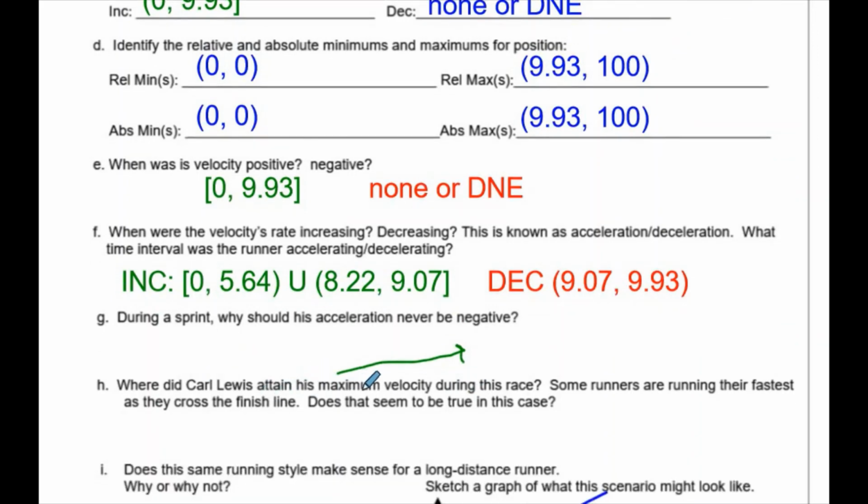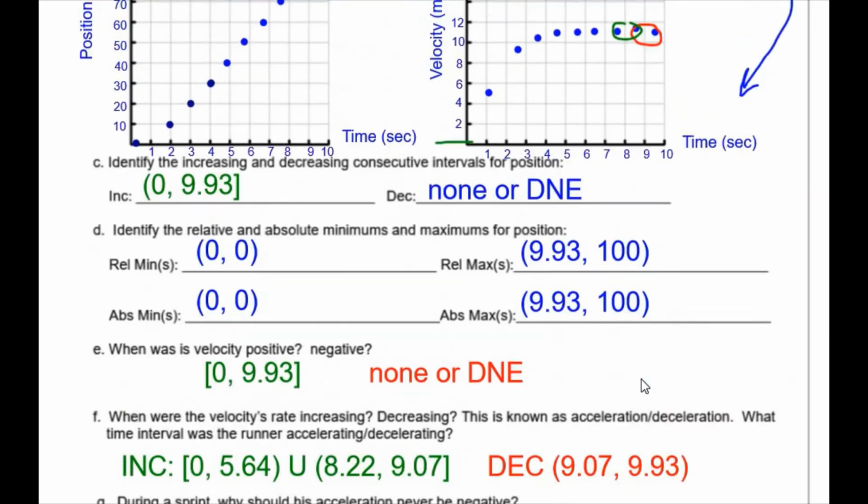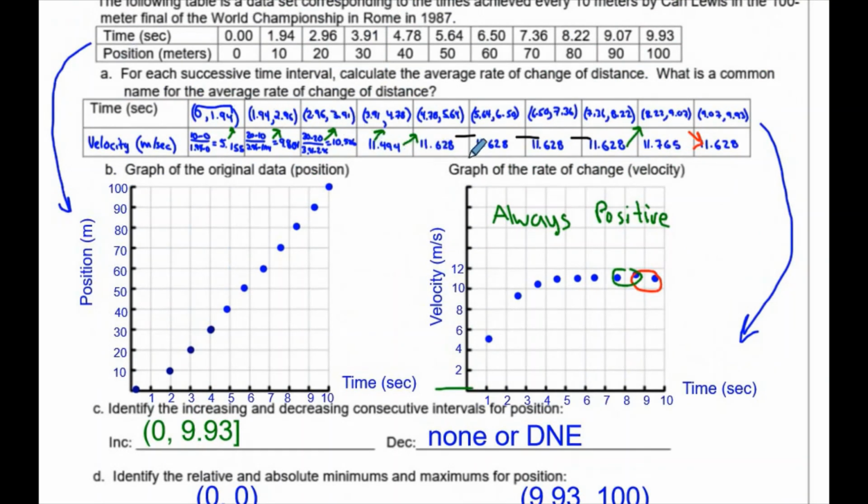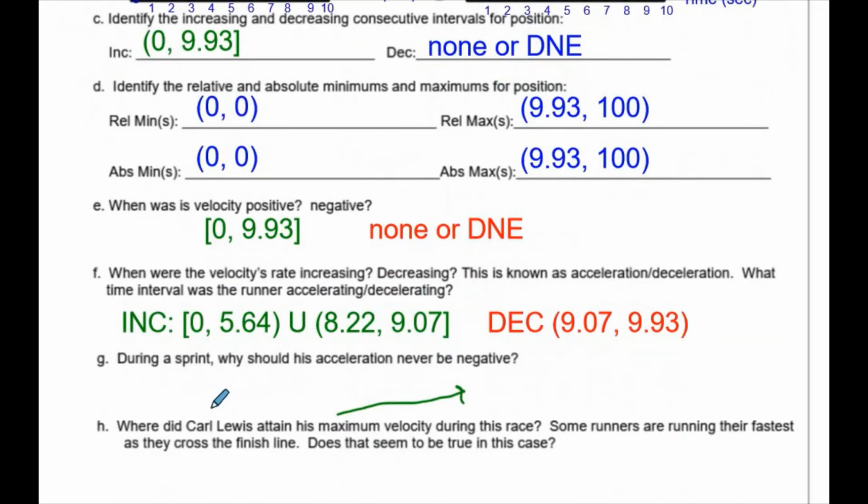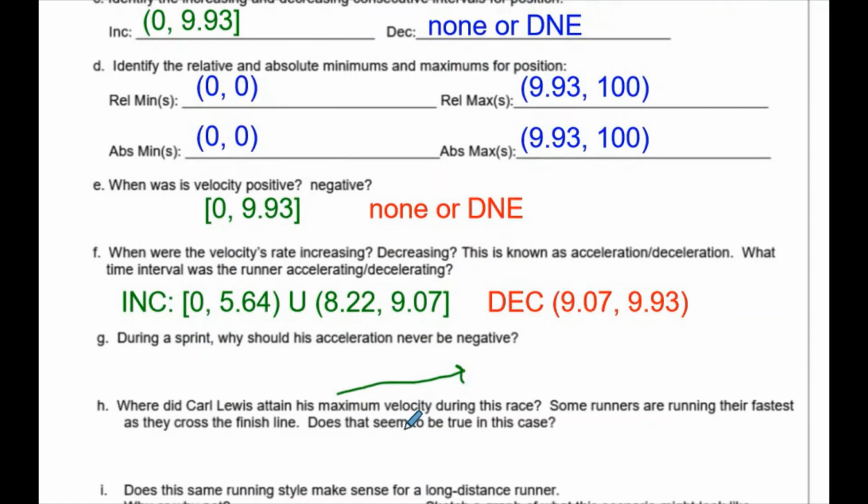Okay, where did Carl Lewis attain his maximum velocity? So I can look at that in the velocity. It looks like his maximum velocity occurred right here. So you could say between 8.22 and 9.07. So he attained his maximum velocity between 8.22 and 9.07.